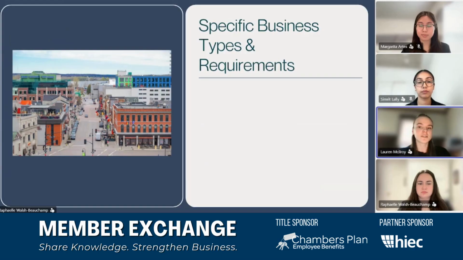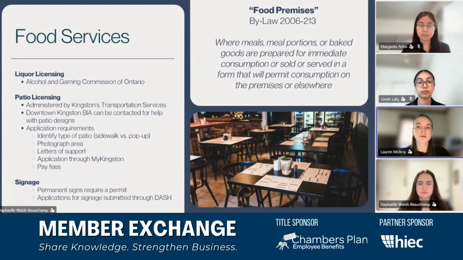Depending on the type of business you intend to operate, there may be specific requirements. For example, food services represent a large portion of Kingston businesses. You may fall into this category if you meet the definition of food premises outlined in Bylaw 2006-213. The key requirements specific to food service businesses are liquor licensing and patio licensing. You also may require signage permits if you are constructing permanent signs to advertise your restaurant. These applications can be submitted via DASH, the Development and Services Hub, which allows you to conveniently complete many of these applications online.